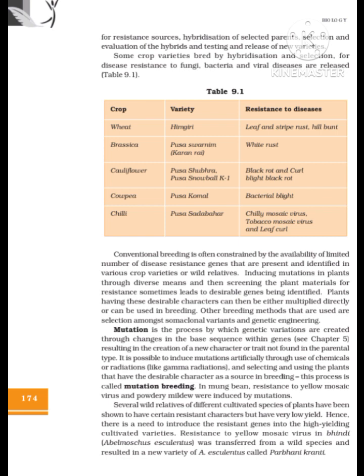Several wild relatives of different cultivated species of plants have been shown to have certain resistant characters but have very low yield. Hence, there is a need to introduce the resistant genes into the high-yielding cultivated varieties. Resistance to yellow mosaic virus in bhindi, Abelmoschus esculentus, was transferred from a wild species and resulted in a new variety of A. esculentus called Parbhani Kranti.